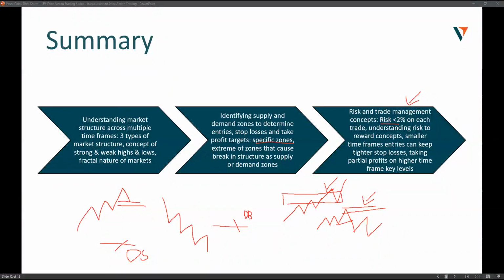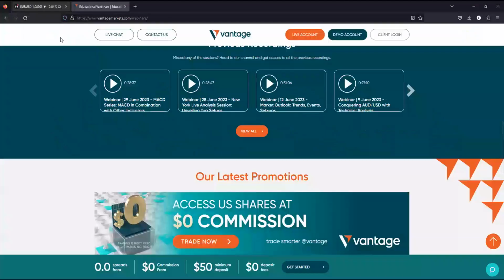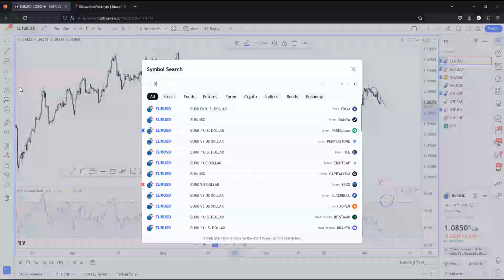So okay, I have a question. Can we use price action when trading gold? Yes, definitely you can. So looking at gold, let me just bring up the chart. Okay, so in this case, this is the chart here. And if we take a look at gold, it's the same idea.